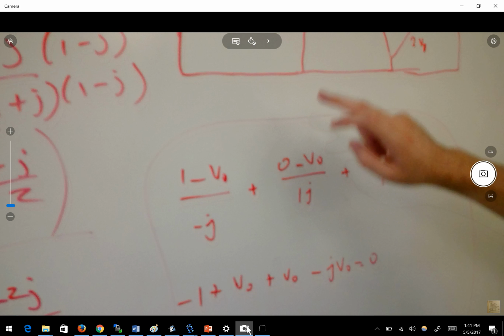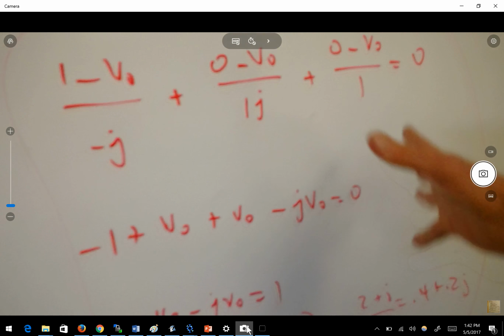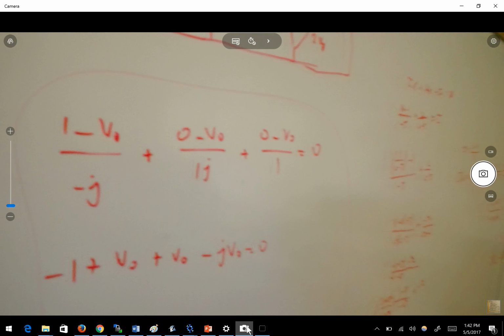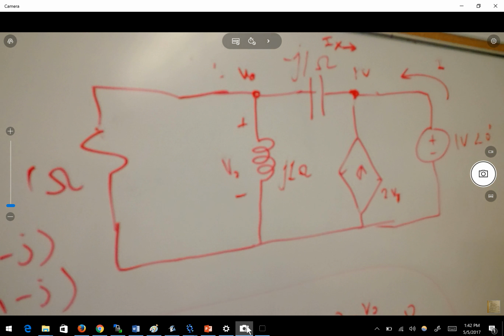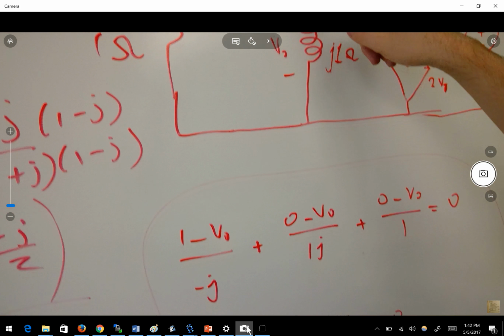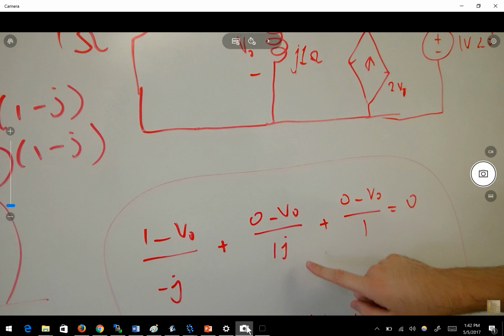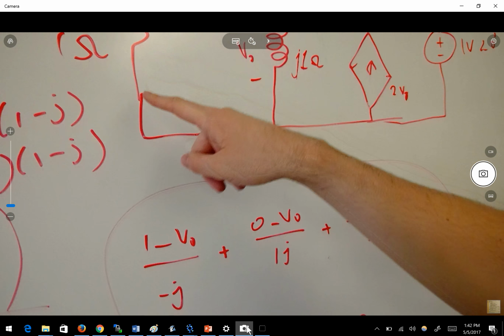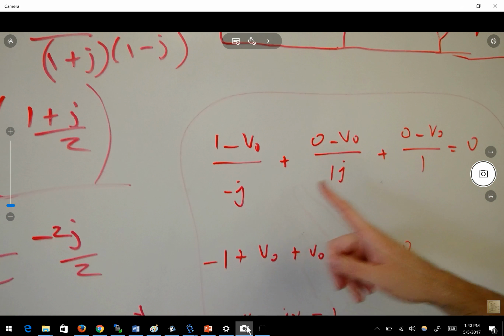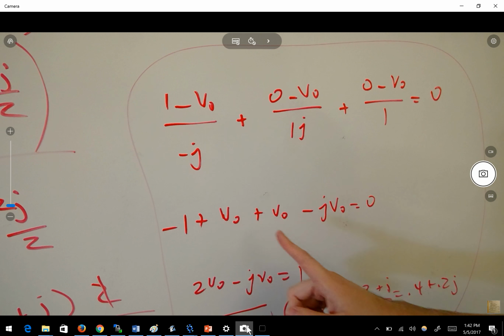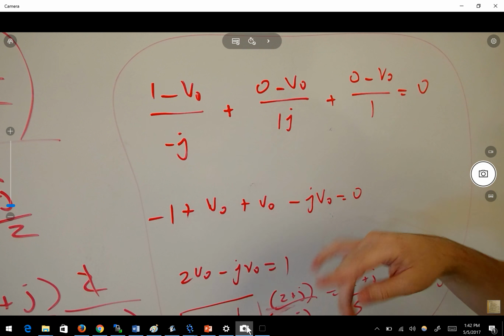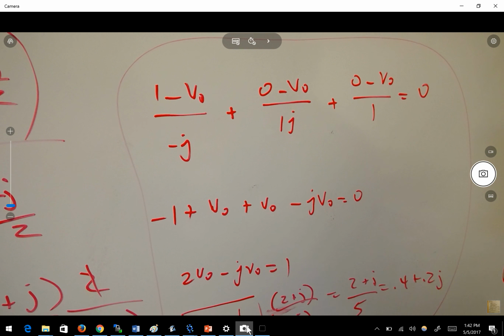Typically the error is not in the first equation. It's the stuff you do after that because of all these complex numbers. But let's follow it. So 1 minus VO over minus J, and then we have 0 minus VO over 1J, plus 0 minus VO over 1, equals 0. Then we multiply it through by J, right? To just get it out of the denominator. That's legal, right? Yeah.